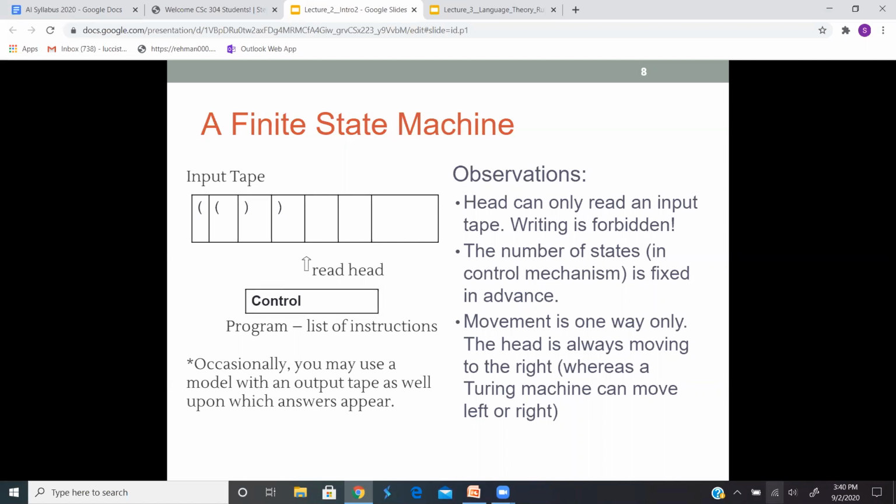Sometimes, if you look at some textbooks, they may have an output tape as well. Be careful. We're not really writing an output. It just sort of tells us where we are. We'll see examples when we get to chapter 9. So the head can only read an input tape. Writing is forbidden. I don't know if I mentioned this last week.